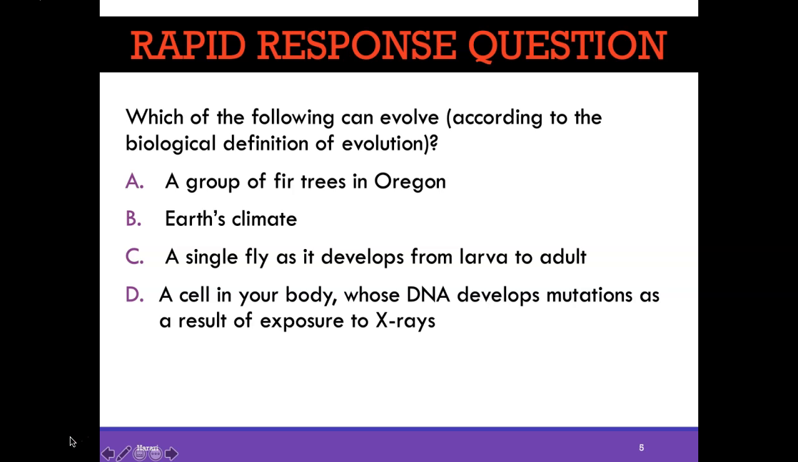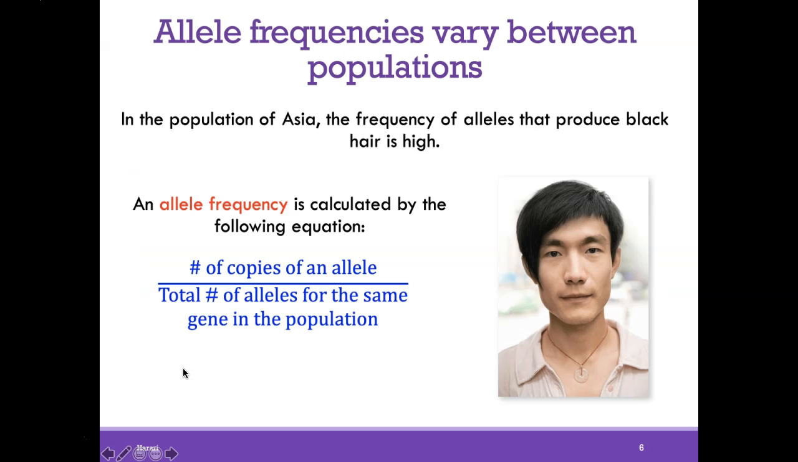So the answer is A, right? A group of fir trees in Oregon could evolve because that's a population that could interbreed at the same time. None of these other options could evolve.